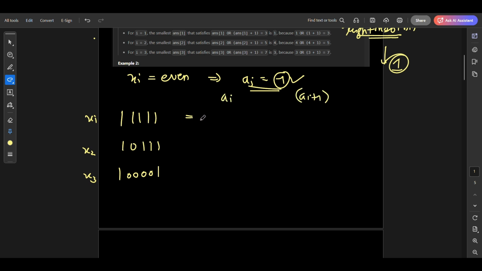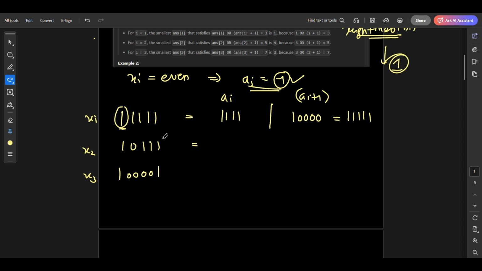Okay, and if I see clearly, this is my number that I have to form. If I flip this bit, then it will form 111, and if I add 1 to this, then it will form 1000. And if I take the OR operation on these numbers, it will form something like this, and this is my xi.